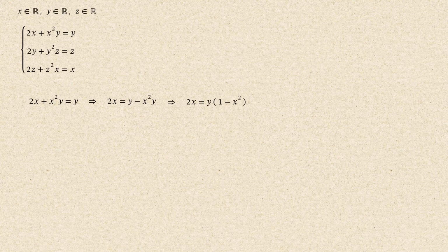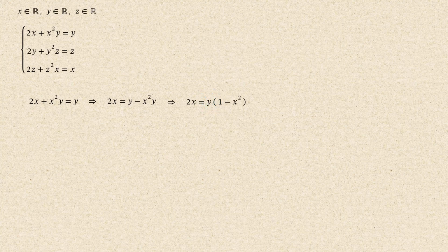Since the domain is not specified explicitly, we assume that x, y, and z are real numbers, as there is nothing that seems to reduce this domain. Take the first equation of the system, I will copy it for convenience, and move the second term to the right-hand side. Then we can factorize the right-hand side by taking out the common factor y.